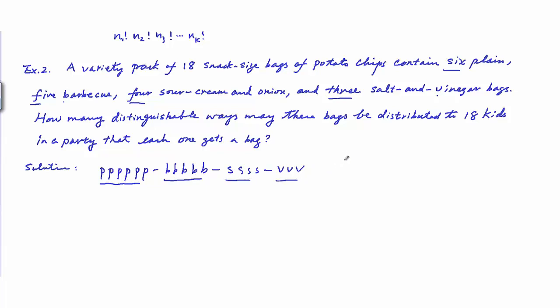So this would be 18 factorial, divided by 6 factorial, 5 factorial, 4 factorial, and 3 factorial, correspondingly for these repeating flavors. When we calculate this, we will get a large number. So this is 514,594,080 distinguishable ways to distribute these 18 bags.